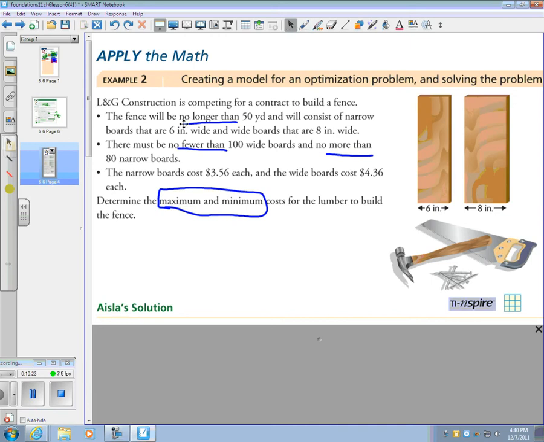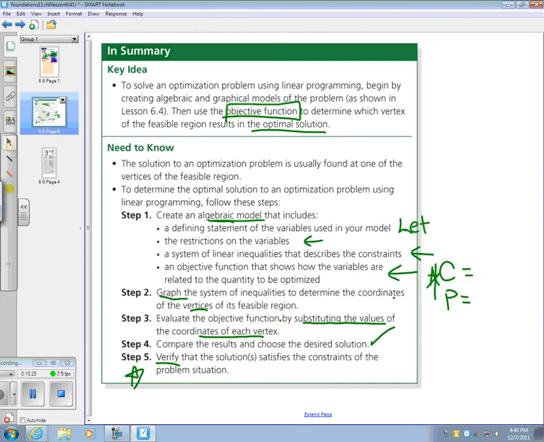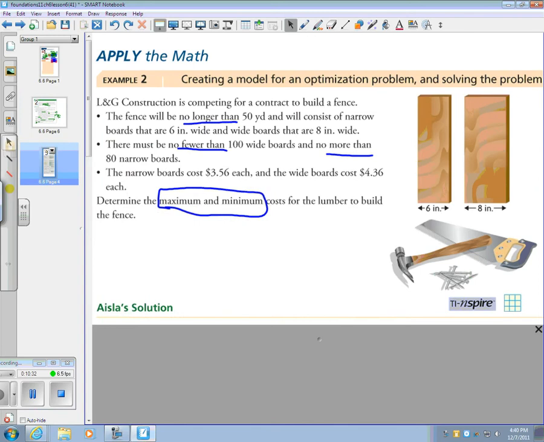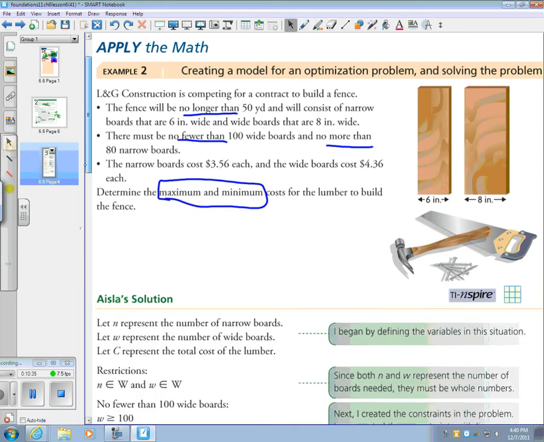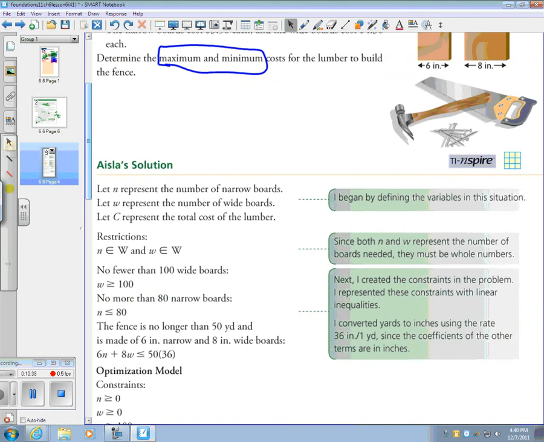What did we say our first step was going to be? Let's see if they did that first step. We said create an algebraic model. So they're going to do some let statements and they're going to have some inequalities. Let n represent the number of narrow boards, let w represent the number of wide boards, and let c represent the total cost. So c is what we're going to be optimizing.